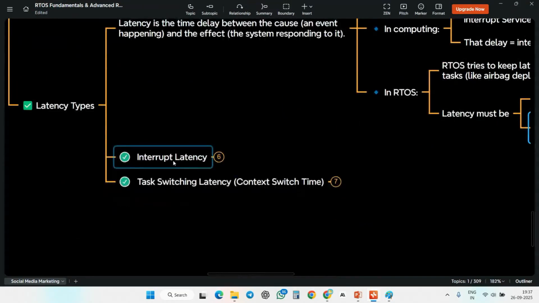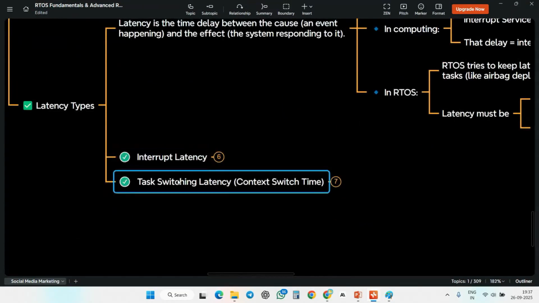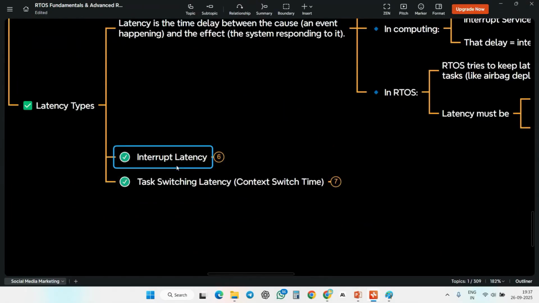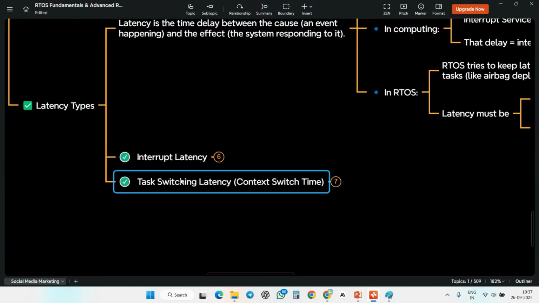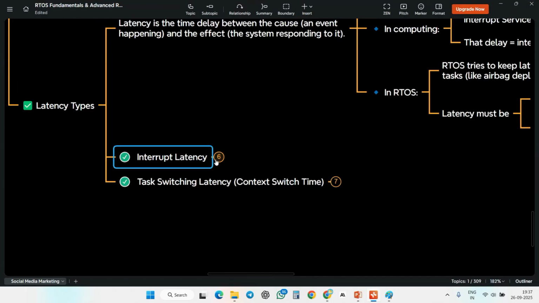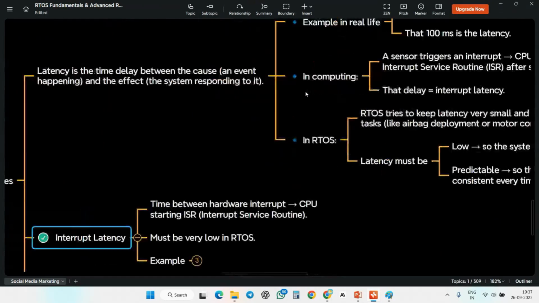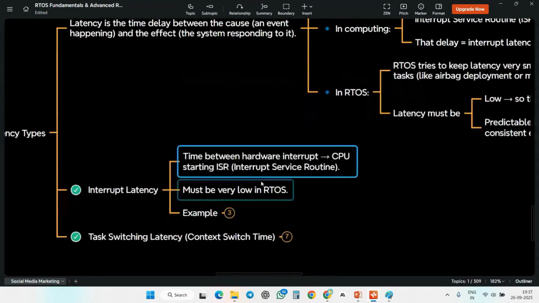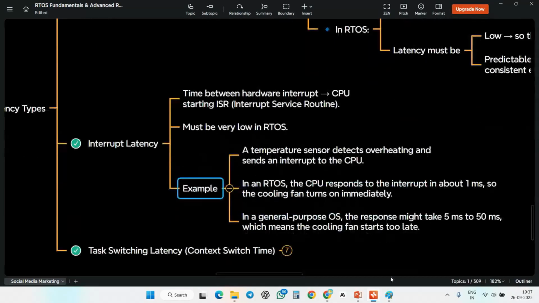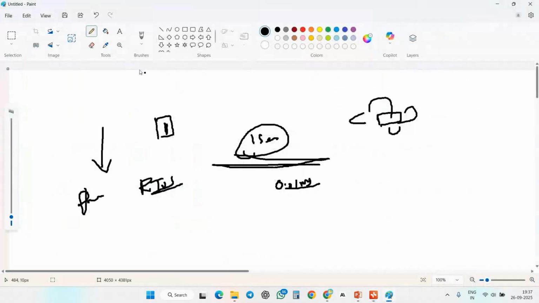Now we are going to see the two main types of latency. One is interrupt latency and the other is task switching latency. What is interrupt latency? Here I told you I would explain this concept, so now I'm going to explain it. It is the time between a hardware interrupt and the CPU starting the ISR routine. In this concept, we will go with an example.